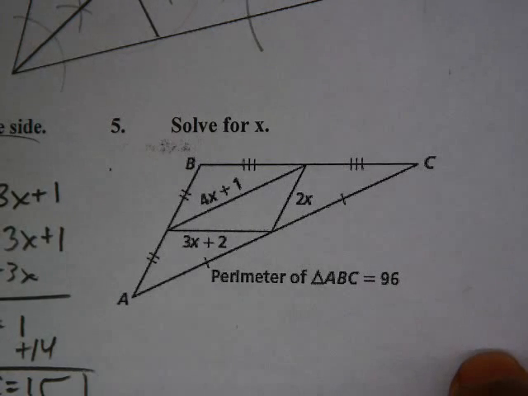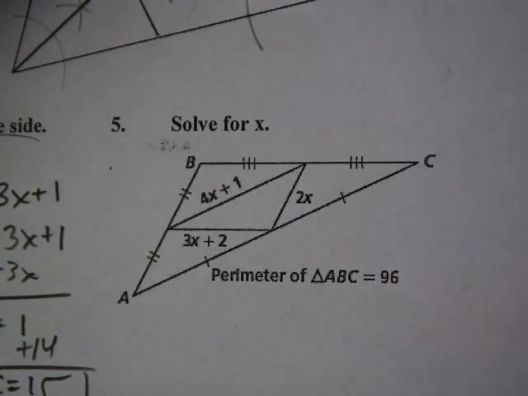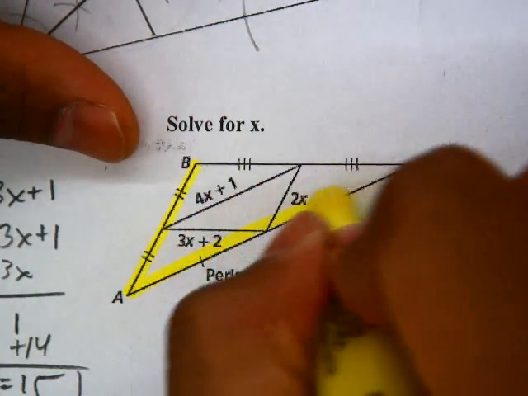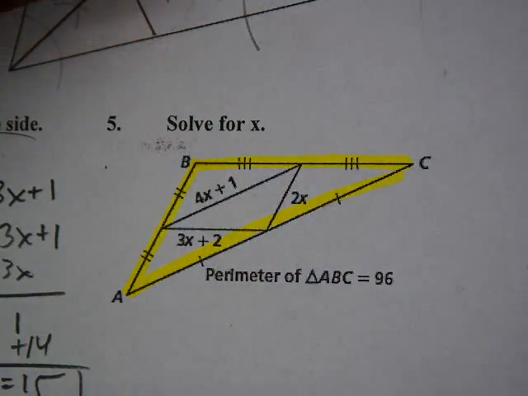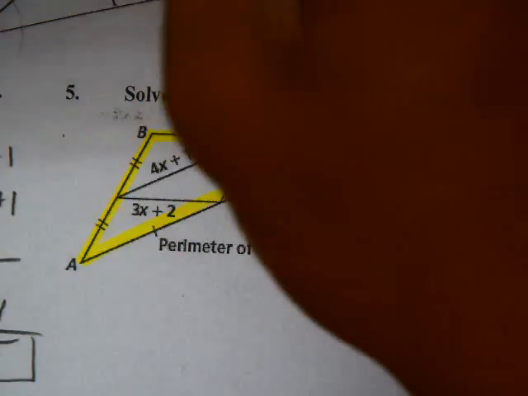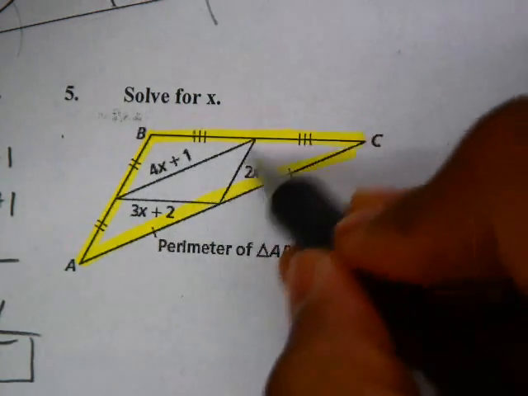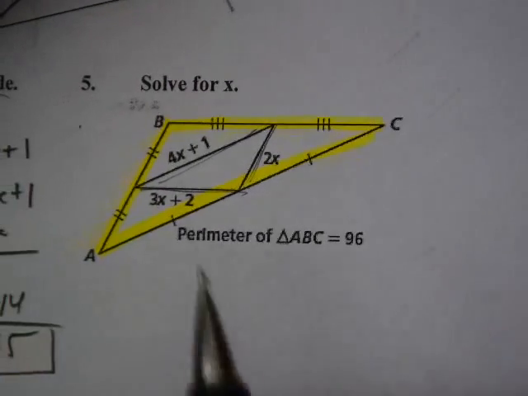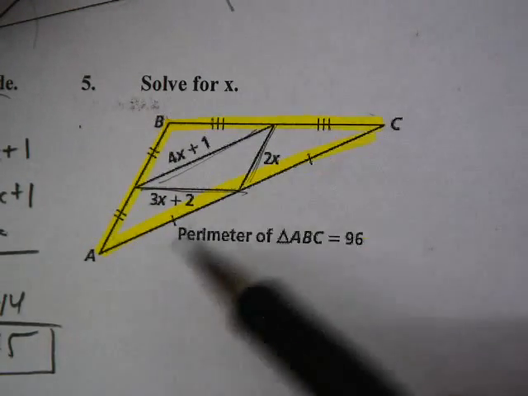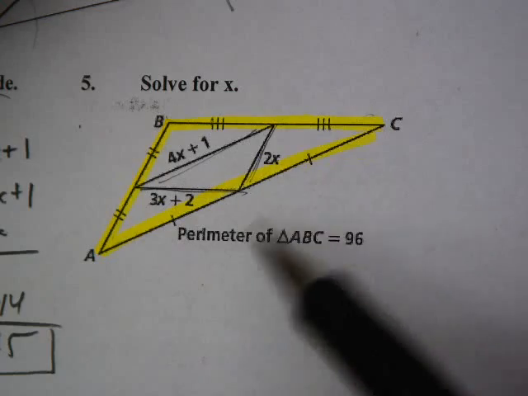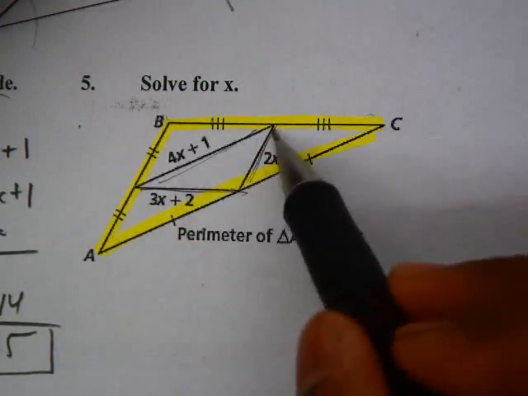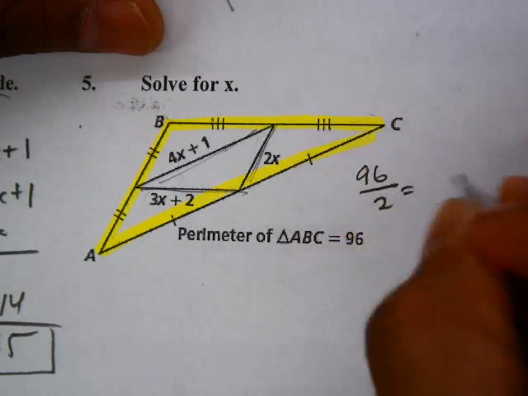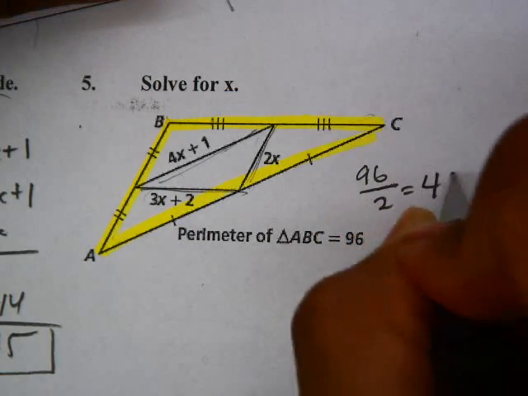For number 5, they tell me that the perimeter of triangle ABC, the big one out here, is 96. But they don't tell me any of those lengths. They only tell me that the lengths of this mid-segment are 2x, 3x plus 2, and 4x plus 1. So if this is 96, and the mid-segment is half of each of the sides, it makes sense that the perimeter of this inside triangle should be half of 96. So 96 divided by 2 is 48.